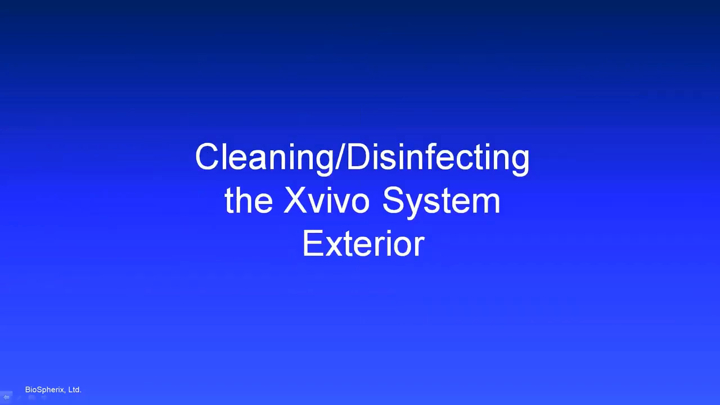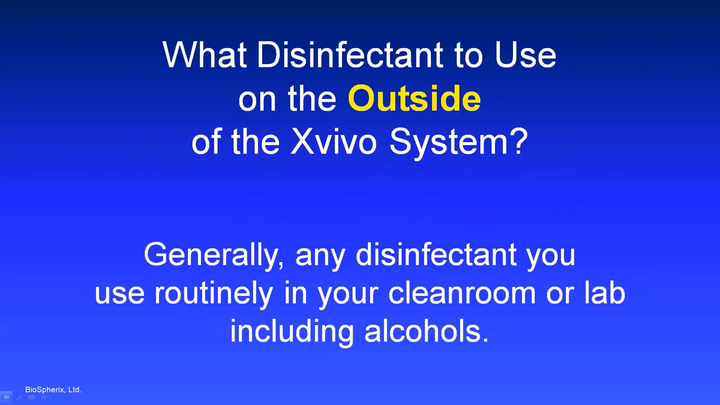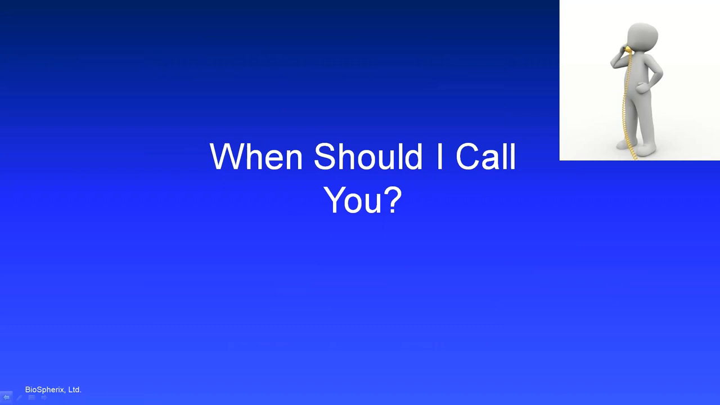Now, this is another frequent question we get. What can we clean the nose prints off the glove front with? What can we clean the outside of the Xvivo system in our clean room? Well, generally, you can use any disinfectant that you routinely use in your clean room or lab. And this is a great place to use all those alcohol wipes that you're not using inside the Xvivo system. Use them for cleaning the nose prints off the outside or doing your routine cleaning outside.